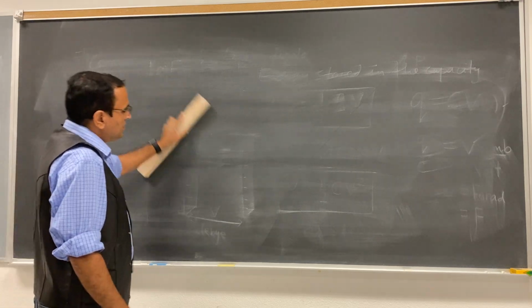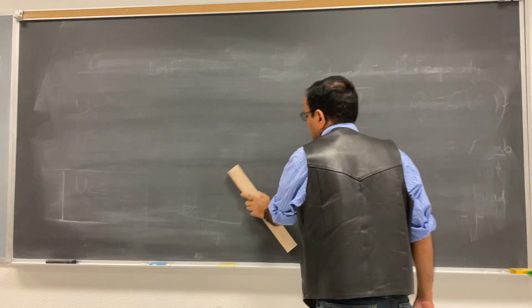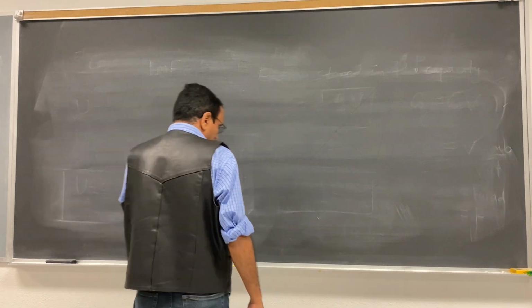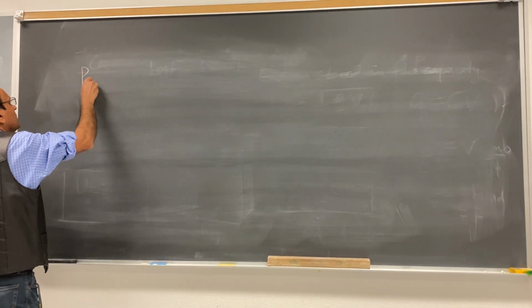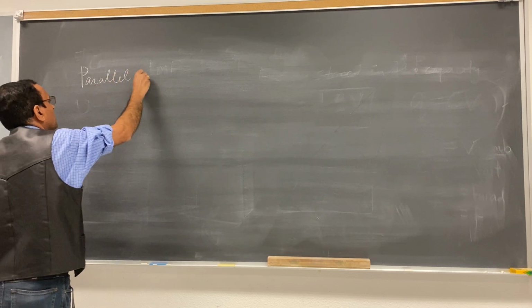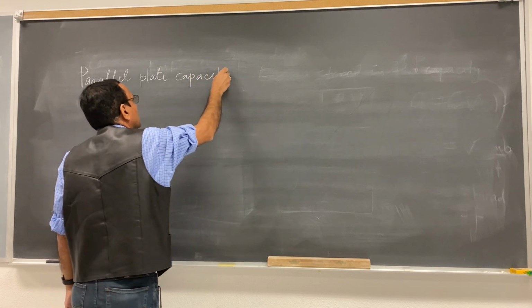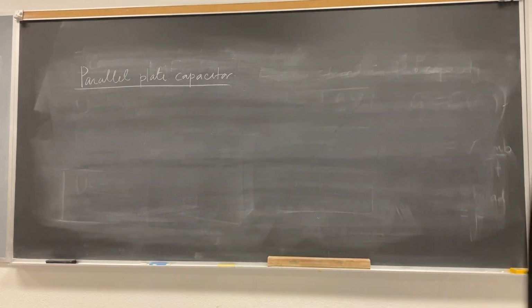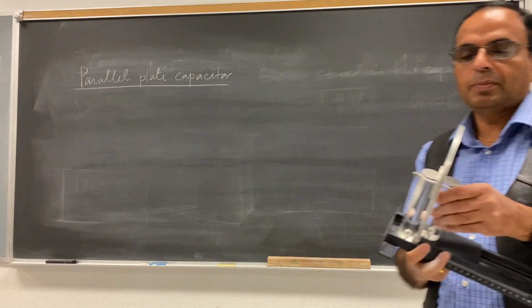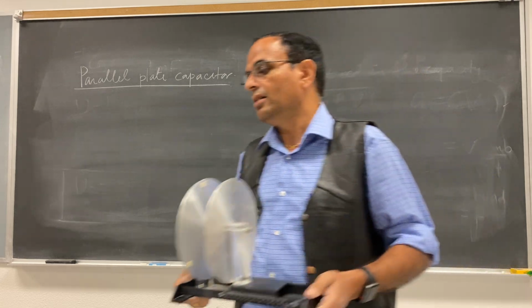I told you that there are different types of capacitors: spherical, cylindrical, and parallel plate capacitors. So how do you calculate the capacitance of the parallel plate capacitor? Let us do that. This is your parallel plate capacitor, right? This plate and this plate are parallel, so we call it a parallel plate capacitor.